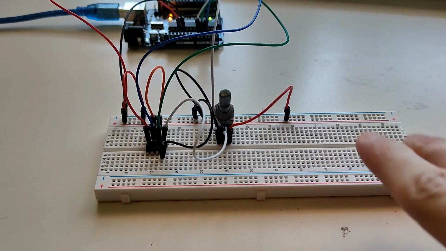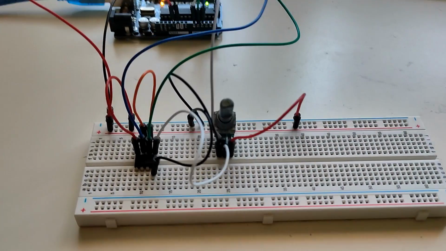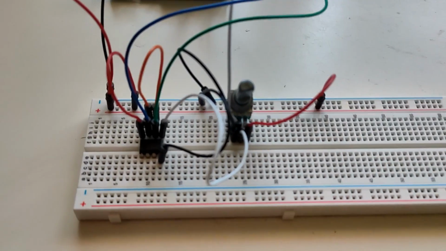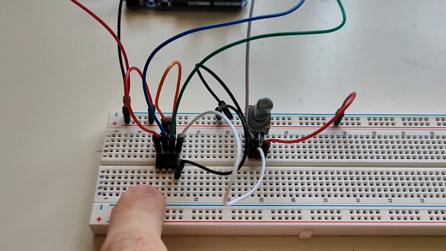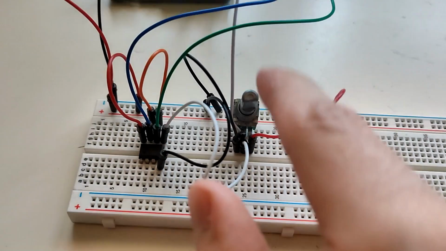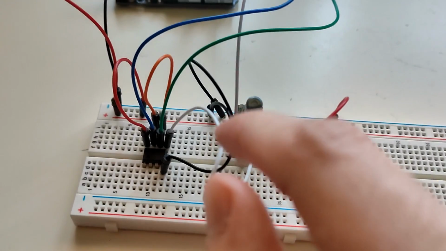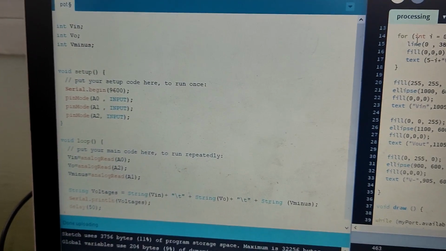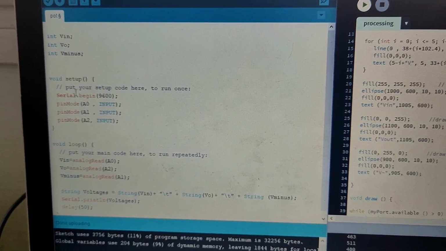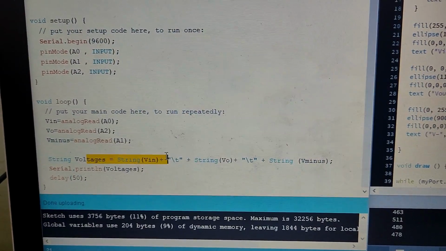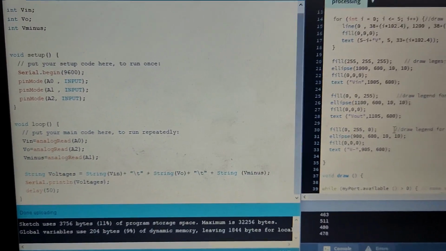For exercise number 2, we have a voltage follower circuit. This is built using an operational amplifier that works as a unity gain buffer, and then we have the potentiometer to vary the voltage in. Looking at the Arduino code, what we did was read the values for each pin, then place them all together in a string so that it's easier to get in the Processing code.